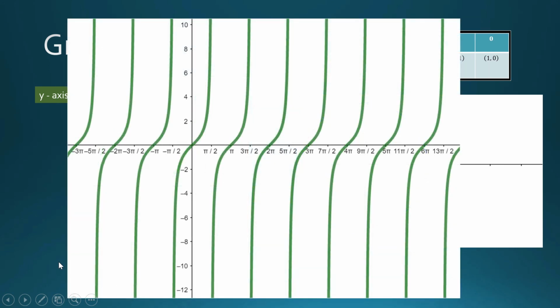This is the graph of y is equal to tangent of x. And why don't you do it again? Close your books, close your notebooks, finish this video, and on a piece of paper, try to sketch the graph of the tangent function one more time.